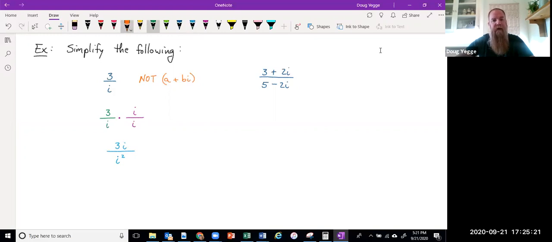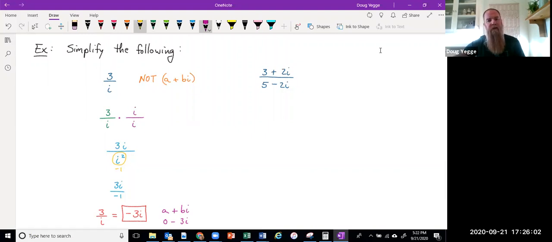So now because we realize that i squared is -1, then what we really have is 3i divided by -1, and therefore -3i. So we should see that 3 over i is actually the same as -3i. And now that is in the form a plus bi because it looks like 0 plus or minus 3i. And therefore it's simplified and I know that I'm done.